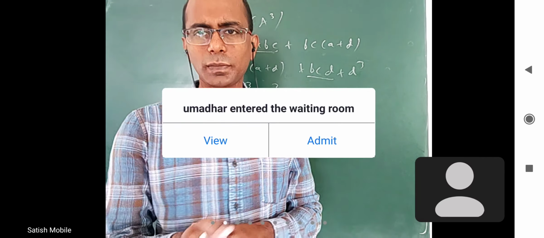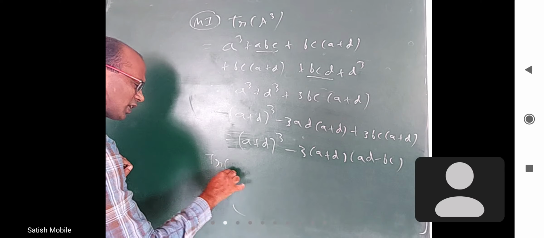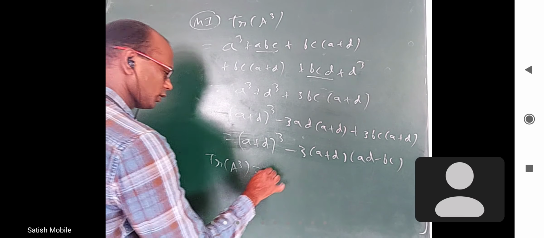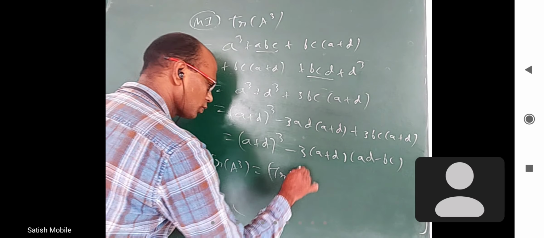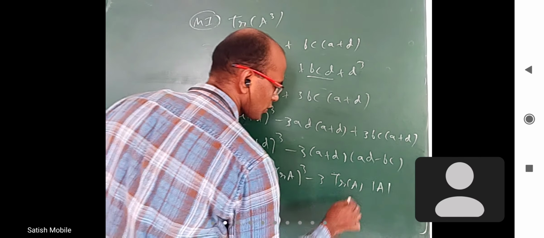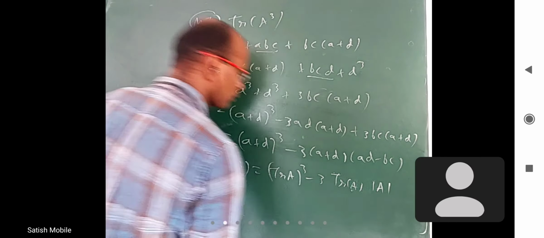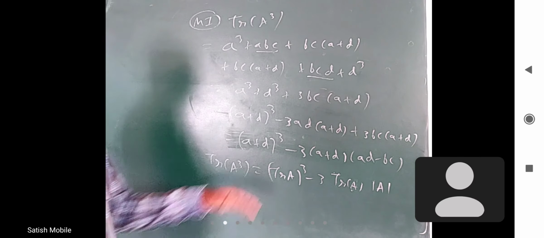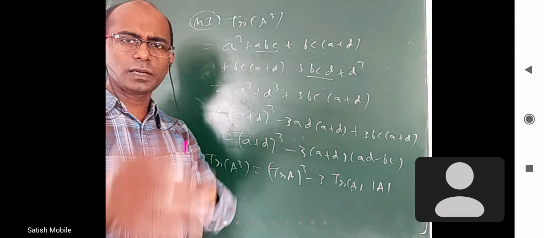From this and this you can take common, you will get A plus D whole cube minus 3 common, A plus D common, you got AD minus BC. You can see now what we got finally is the trace of A cube equal to trace of A whole cube minus 3 times the trace of A into det of A. This can even be derived from the Cayley-Hamilton theorem.